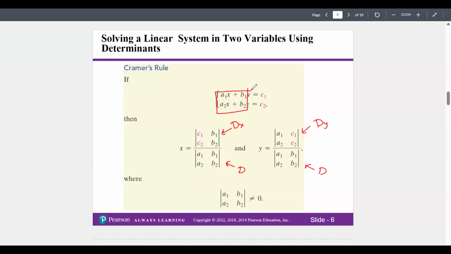And one of the things we want to make sure is that the determinant of a1, b1, a2, b2 is not 0, because if it is, then we can't solve our system of equations. So I broke this down again.